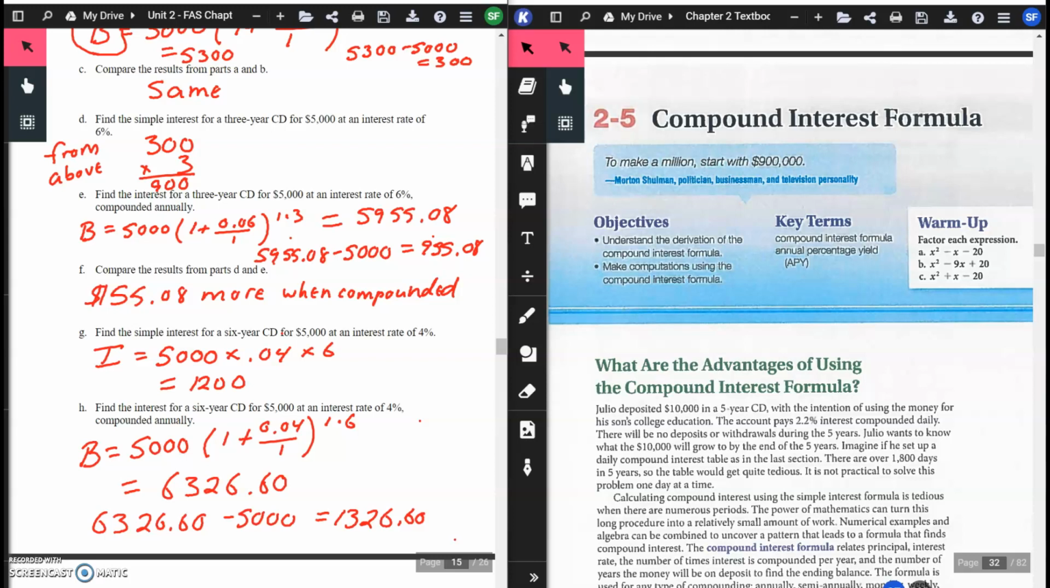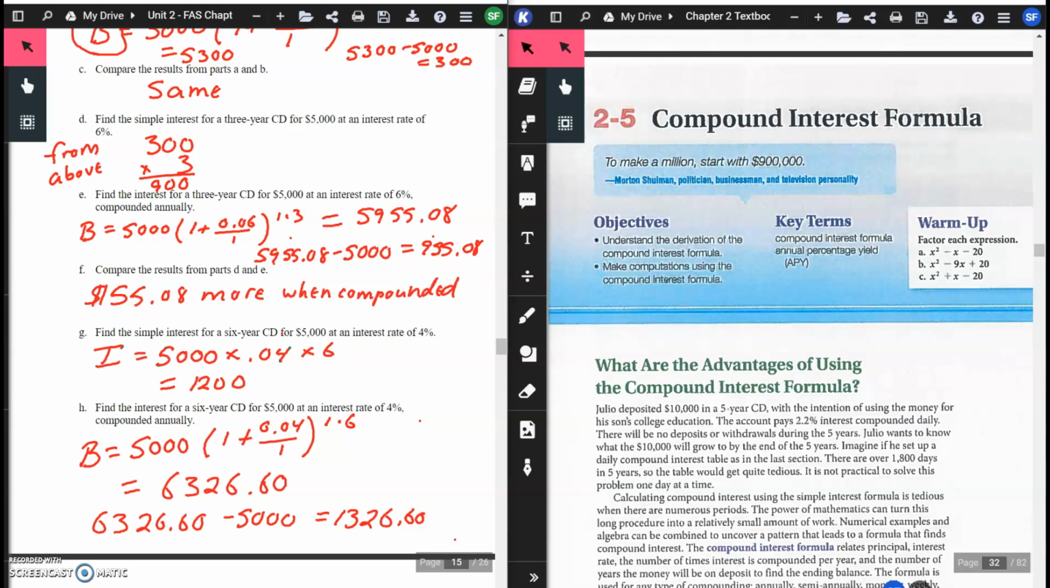That's your ending balance. Take your ending balance and subtract off your initial deposit of $5,000. That gives you an interest of $955.08. So compare the two results from D and E. In D we had $900 interest, in E we had $955 interest. So when you compound annually, you're going to get $55.08 more.